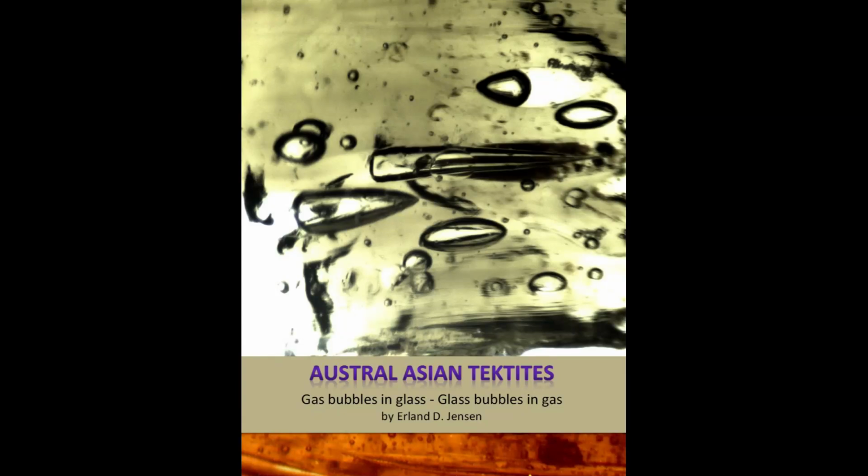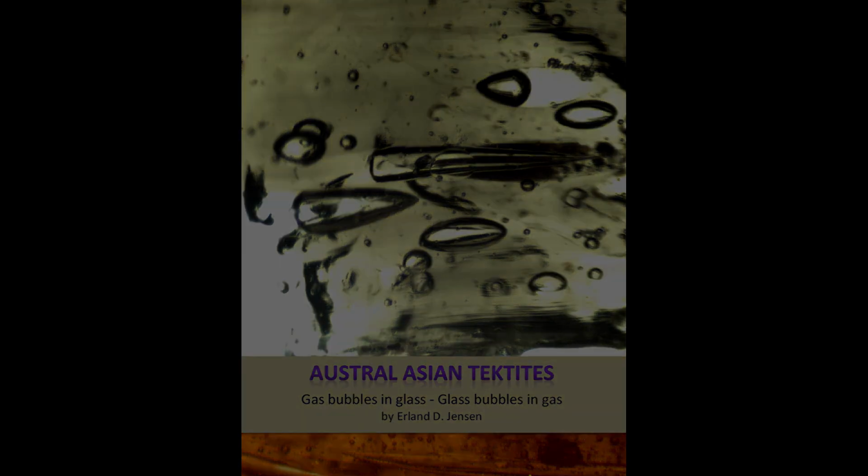This video poster presents a book about Australasian tektites. It contains 42 chapters, as well as a dictionary and a reference list. After watching each video poster, you can download relevant chapters for detailed readings, using the link in the description below.